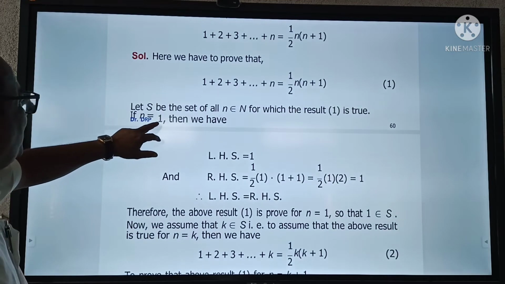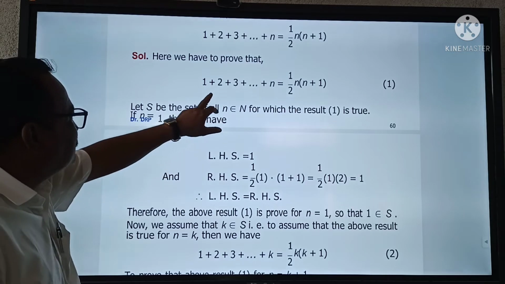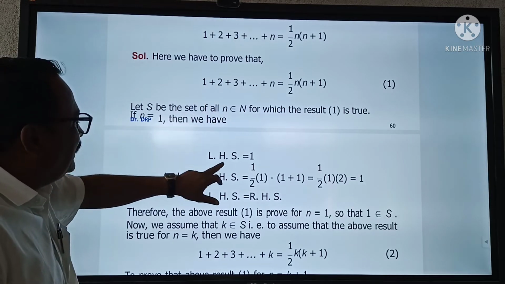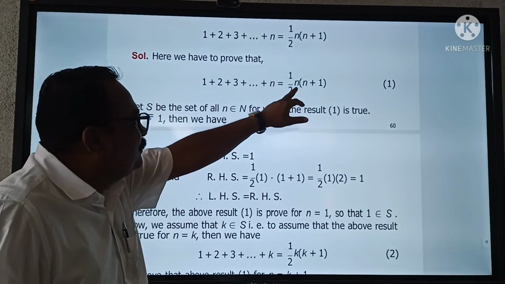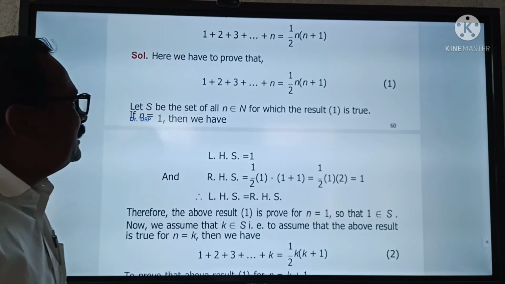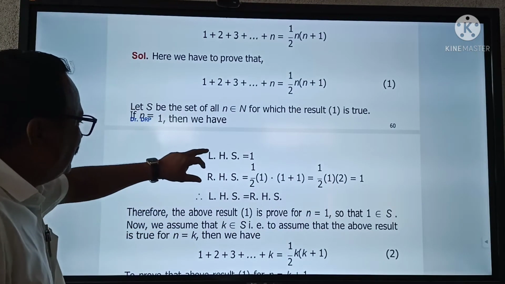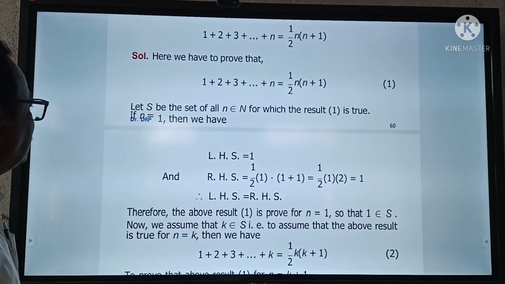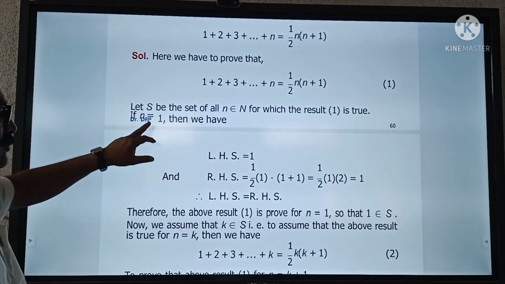Let me take n equal to 1. Then the left hand side contains only 1, so the left hand side is 1, and the right hand side is half of 1 into 1 plus 1, which is 2. The 2 gets cancelled, and it remains 1. So the left hand side is equal to the right hand side. Therefore, the result is true for n equal to 1.